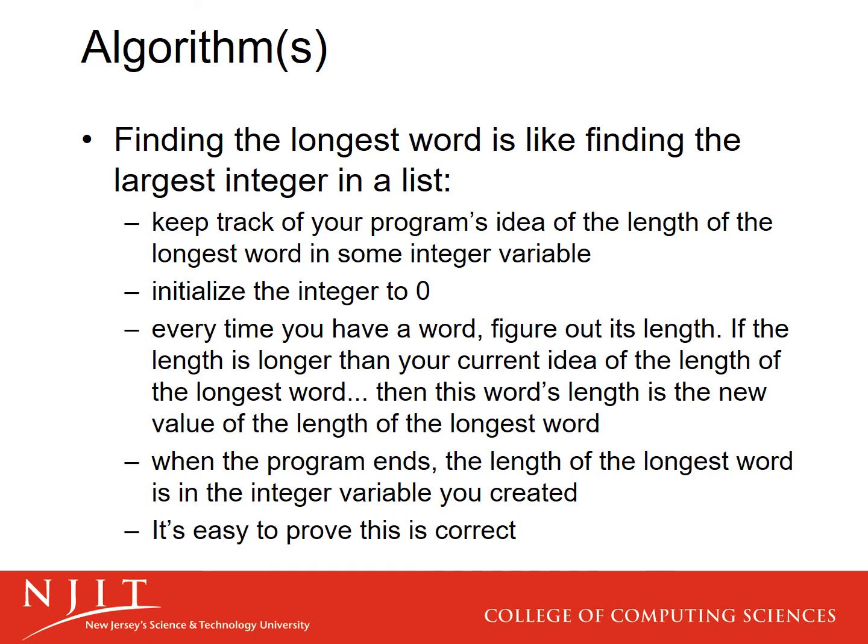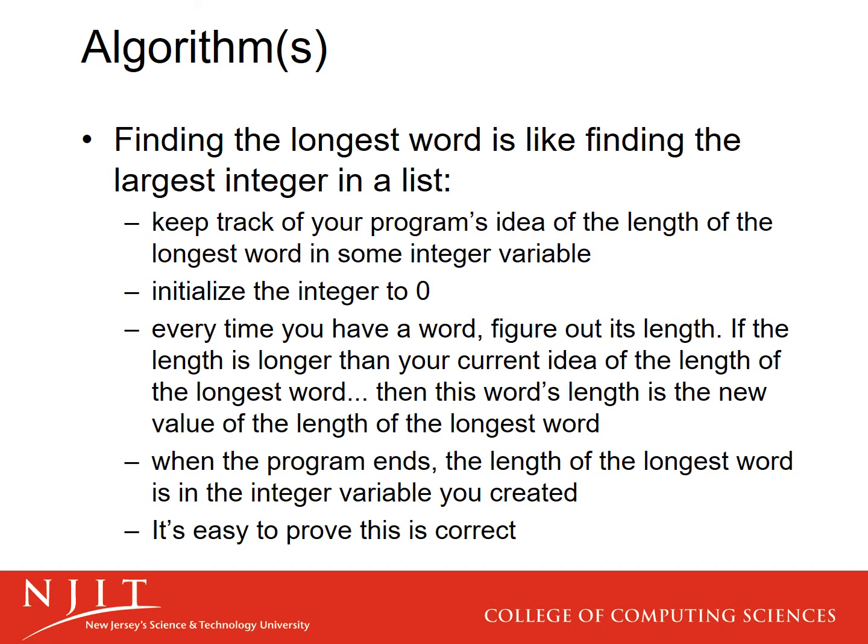Doing this with strings is the same. Keep track of some number representing the length of the longest word, and keep it in some integer variable, initialize that to 0. Every time you find a word, figure out how long it is. If the length of that word is longer than the current longest word, well, this is the new longest word, and this is the new length of the longest word. Throw away everything that's in your container with the previous length, and now you've got a new length, and everything works great. And you just keep doing that.